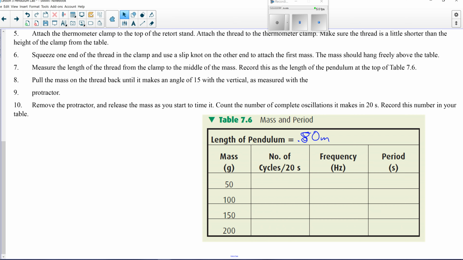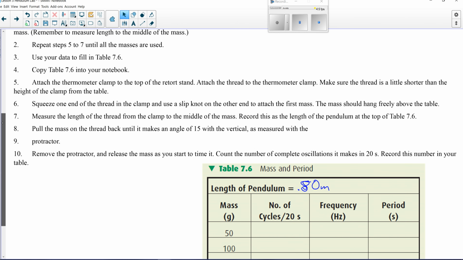From there, you can calculate the period because you'll know the time for X number of oscillations. Take the time, divide it by the number of oscillations, and you have the period. And then for frequency, that's just going to be 1 over period.